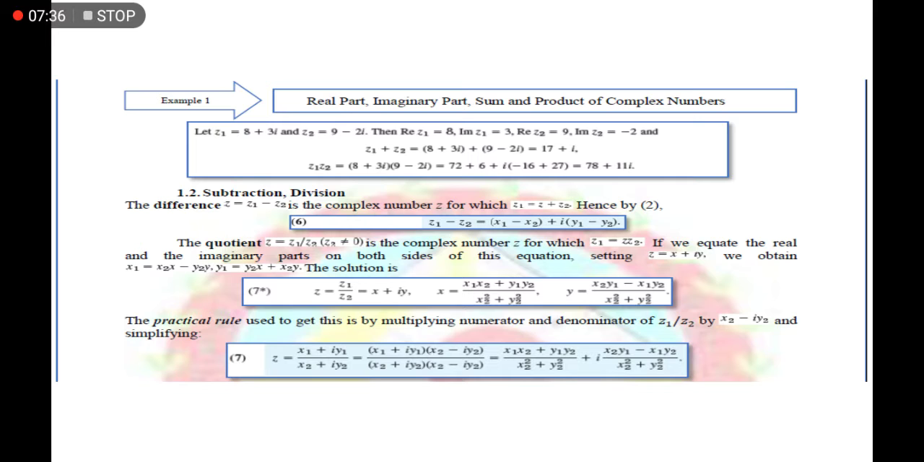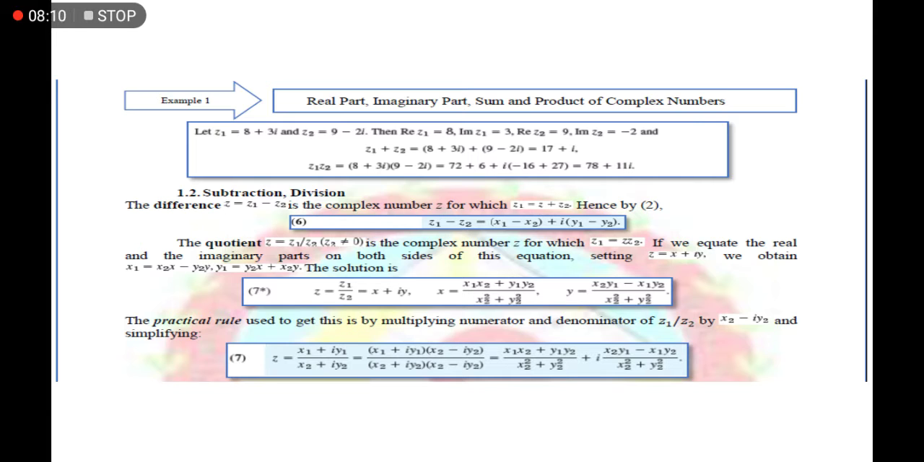Okay? So, kung meron tayong dalawang complex number, which is represented by x1 and y1 and x2 and y2, they can be subtracted by separately subtracting the real numbers and imaginary numbers. Just like as we have seen here sa equation number 6, now we have z1 minus z2 is equal to x1 minus x2 plus i(y1 minus y2). So yan yung pag-subtract ng dalawang complex number natin.